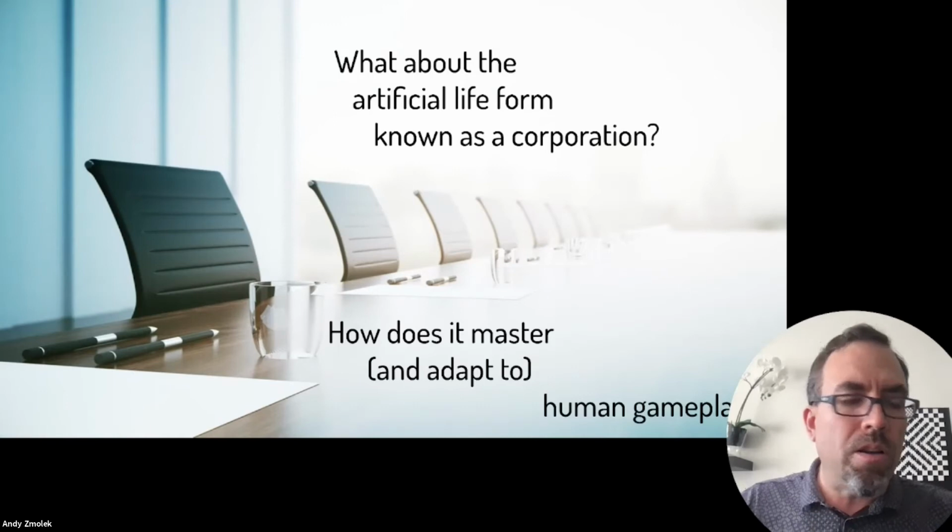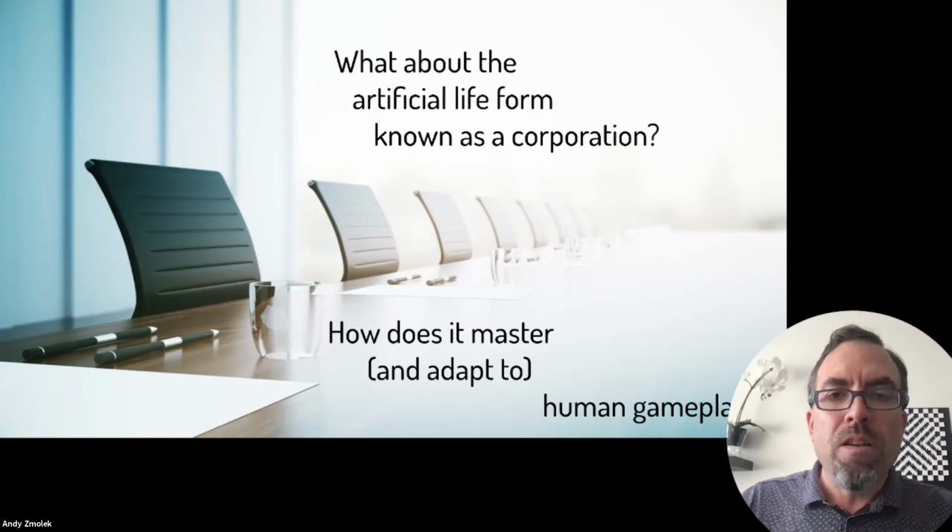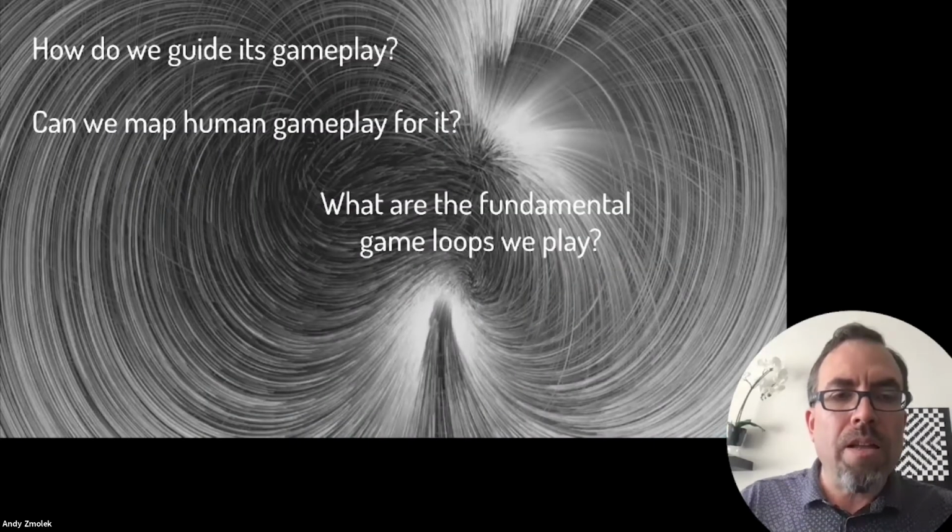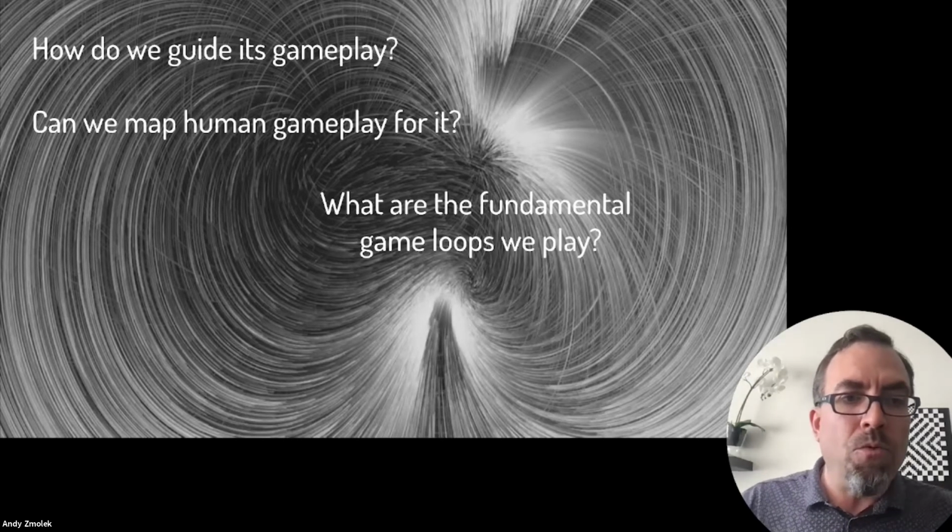And the reason why I call a corporation an artificial life form is that you can take every single individual in that corporation and replace them, and it still exists. Even if it's dead, it still exists as a concept in the minds of everyone who's been exposed to it, right? And so there's this question of, how does this happen? And how do we guide its gameplay, right? Can we map human gameplay for something that's not fundamentally human? And what are the fundamental game loops that we play as humans, right?